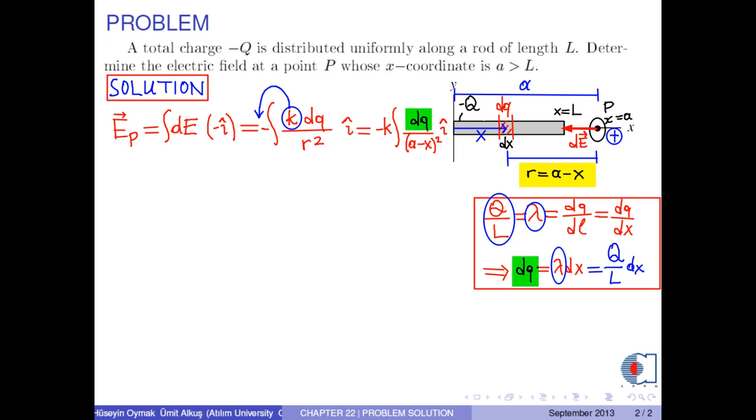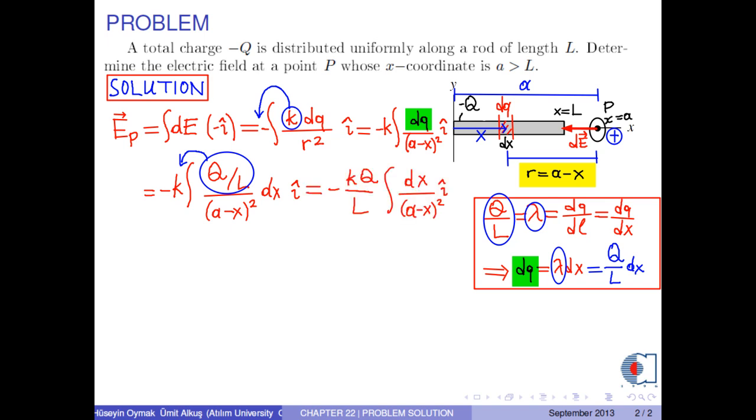So, we insert this value into the integral. Therefore, we obtain negative k times integral of Q over L over (a minus x) squared dx, i hat. Q over L is constant, so it can be taken outside the integral sign. Therefore, we are left with negative k times Q over L times integral of dx over (a minus x) squared, i hat. According to the figure, the limits of the integral are x equals 0 and x equals L.